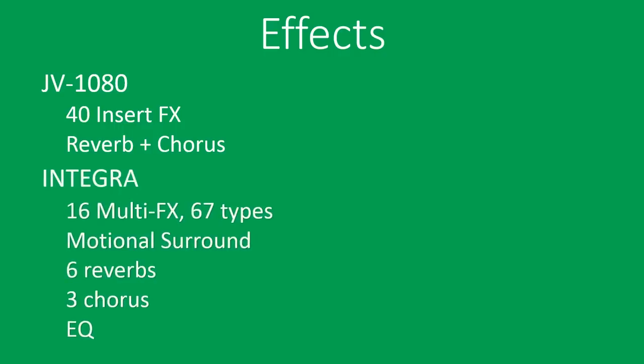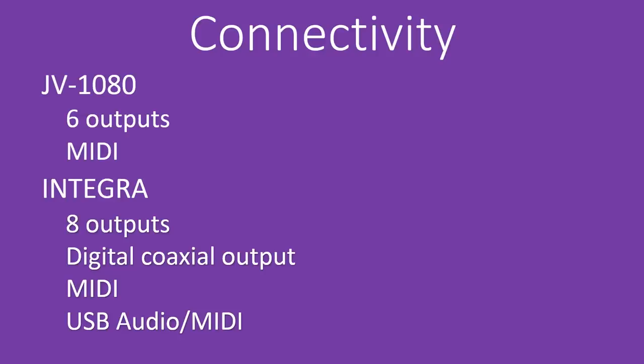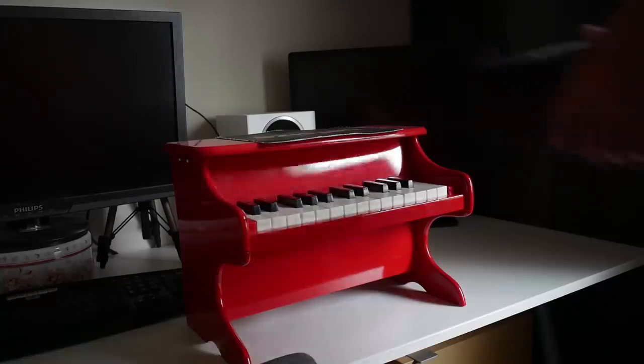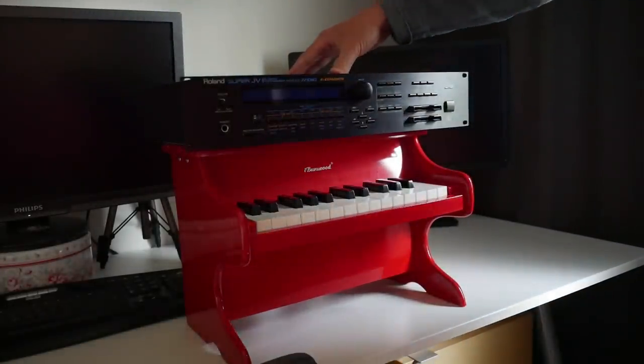The Integra, as you would expect, builds on that, and even adds the emotional surround feature that I have yet to test. Connectivity: the 1080 was pretty simple with 6 analog outputs and MIDI. The Integra, well, it's bang up to date with USB and digital coax outputs. I'll now play for you some sounds on the 1080 and the Integra.